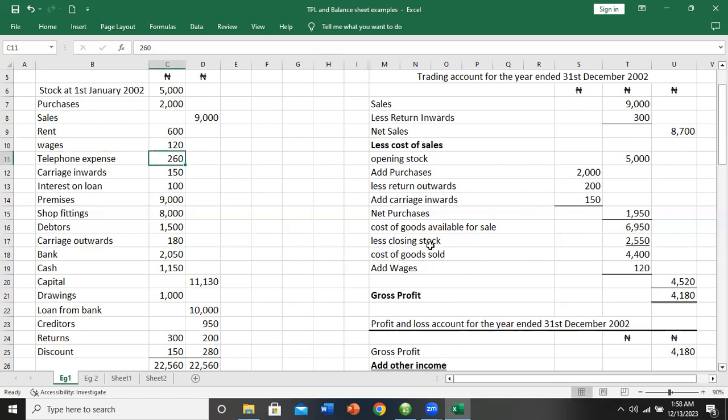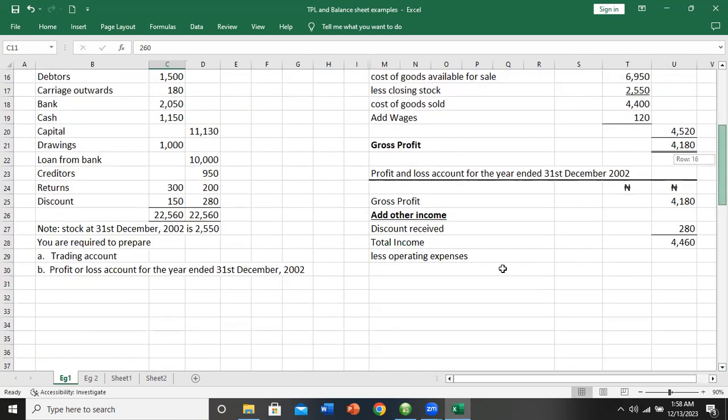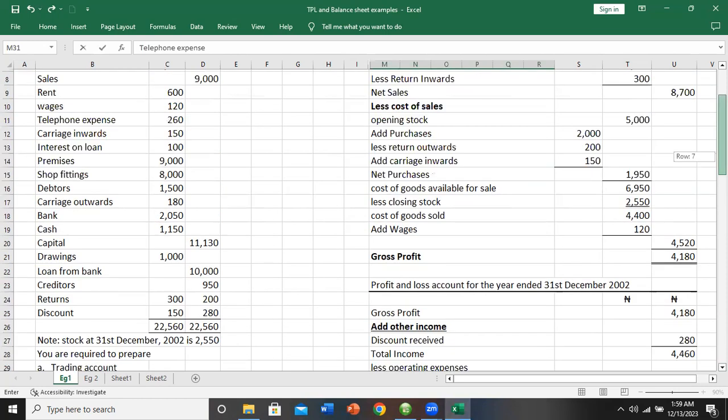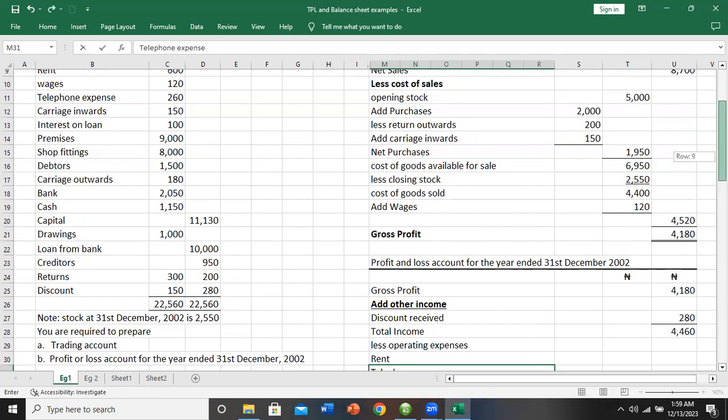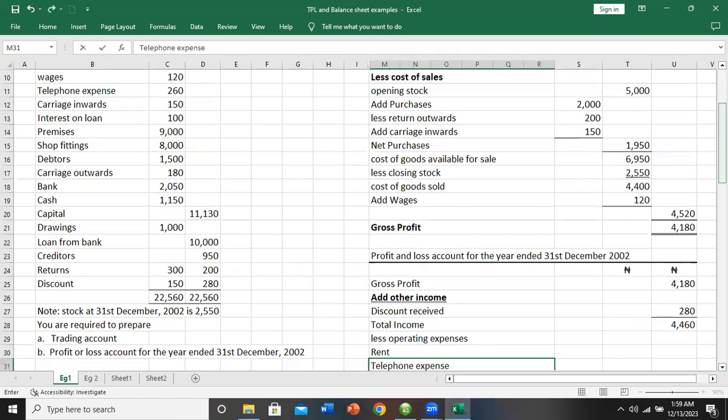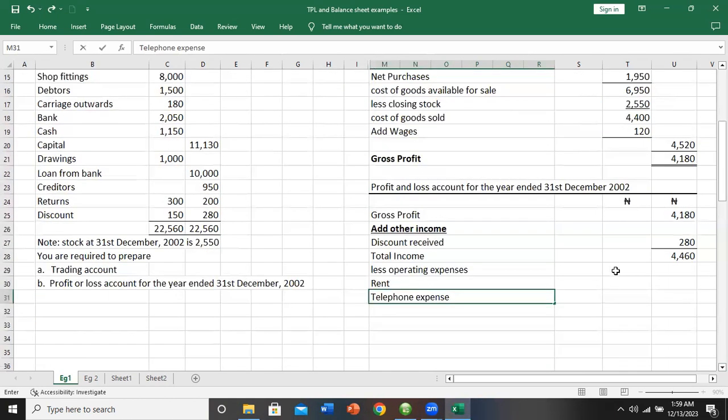Thank you very much. So let me go and put these expenses as you have listed them. The first one was rent. The second is telephone expense. Okay. So let me pick the figures. Our rent is 600 and telephone expense is 260. Okay, so rent is 600. Telephone expense is 260. Thank you.